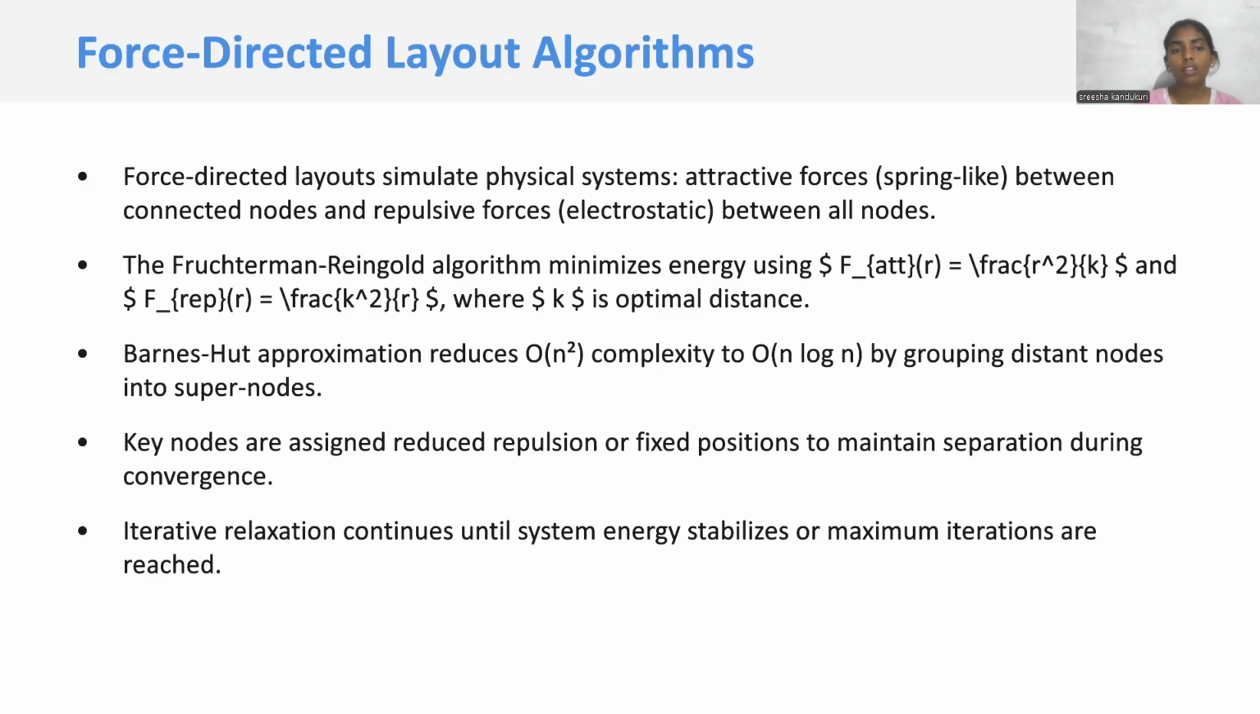The Fruchterman-Reingold algorithm minimizes energy using attractive and repulsive force formulas, where k is the optimal distance. Barnes-Hut approximation reduces the complexity from O(n squared) to O(n log n) by grouping distant nodes into supernodes.